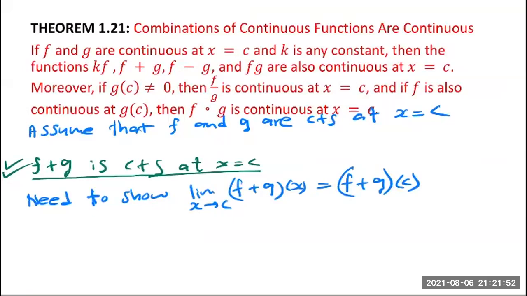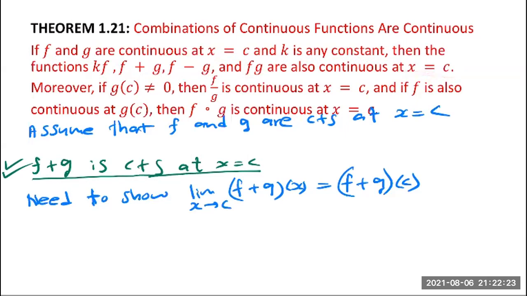Okay, next we have this theorem. Combinations of continuous functions are continuous. Okay, what does that mean? If f and g are continuous at x equals c and k is any constant, then the functions k times f, f plus g, f minus g and f times g are also continuous at x equals c.